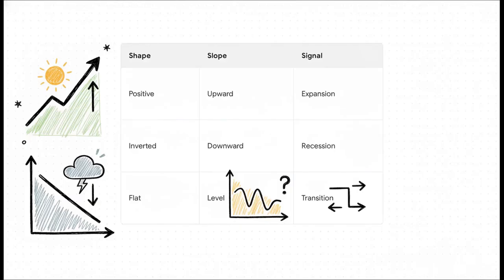Okay, so how do we actually keep all these straight on test day without panicking? Let's hold all three side by side right here. A normal curve means an upward slope and economic expansion. An inverted curve means a downward slope and serves as a major recession warning. And a flat curve means it's roughly level, signaling uncertainty or transition. Just match the shape to the signal, and you are going to completely crush these questions.